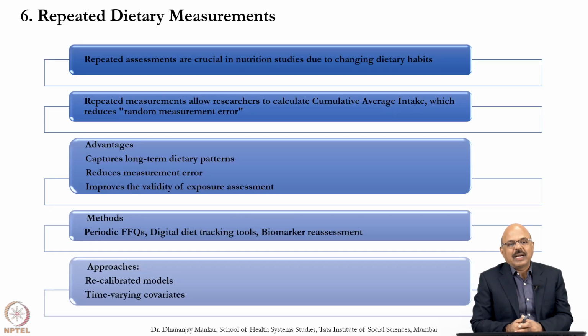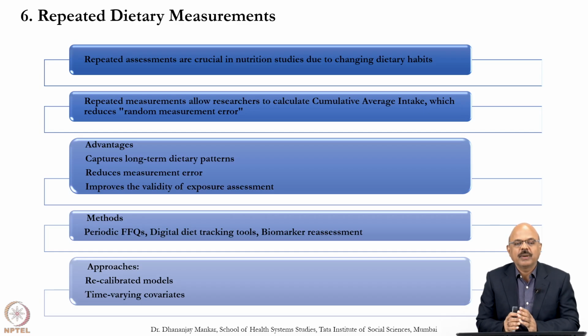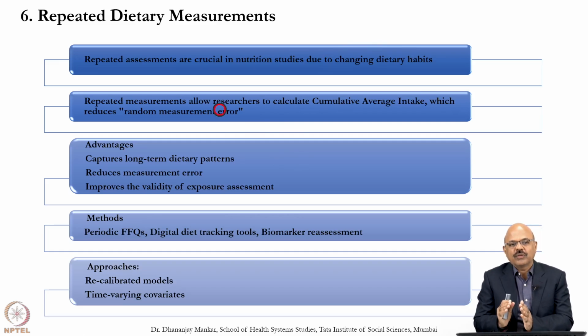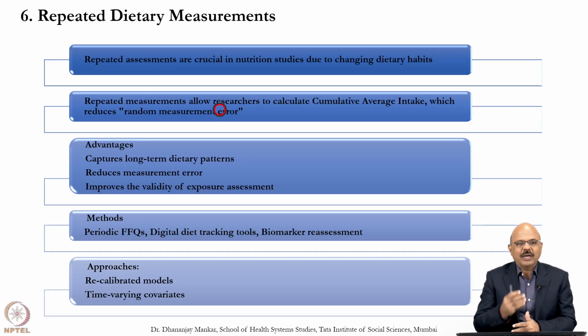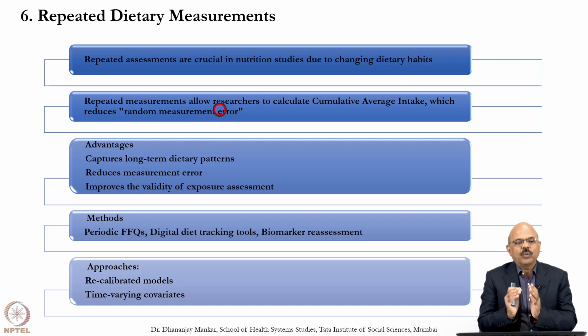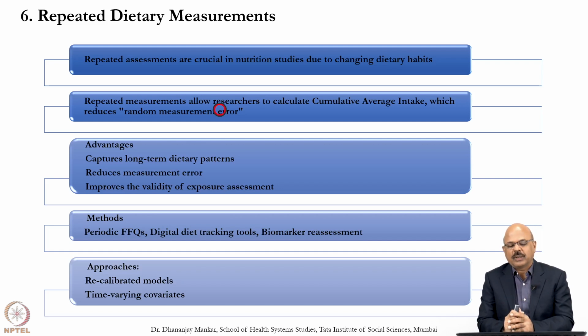What are the repeated dietary measurements? Repeated dietary measurements are connected with the assessment that is very crucial in nutrition studies due to changing dietary habits. Repeated measurements allow researchers to calculate the cumulative average intake, which reduces the random measurement error, which is very common. What are the advantages of dietary measurements? Captures long-term dietary patterns, reduces measurement error, and improves the validity of the exposure assessment.